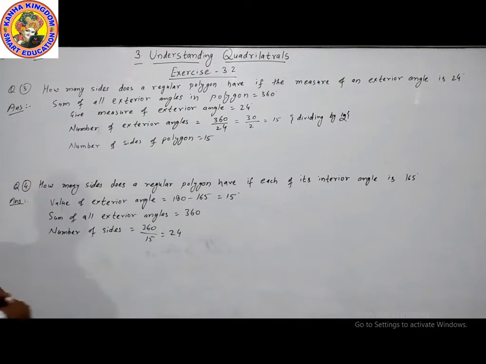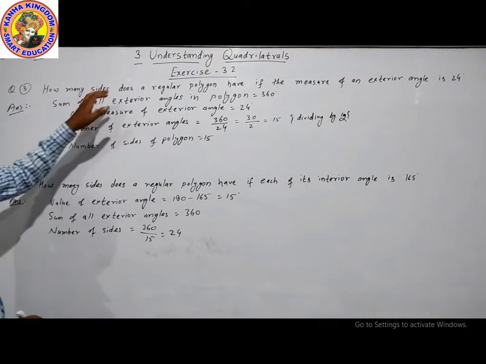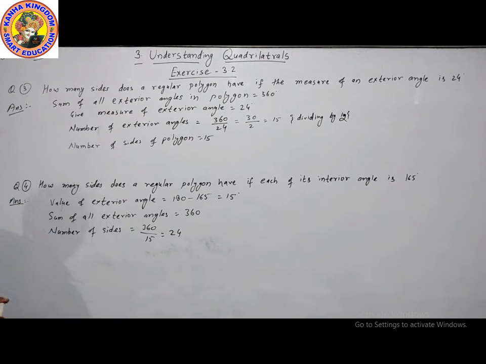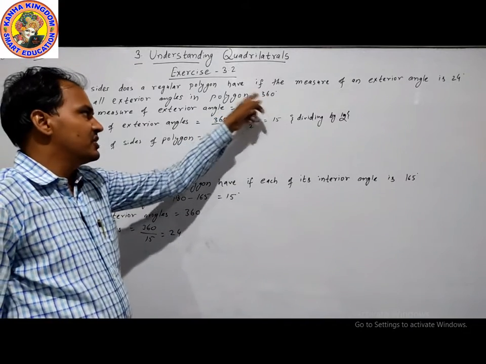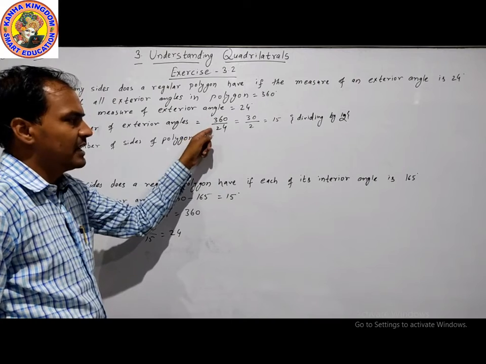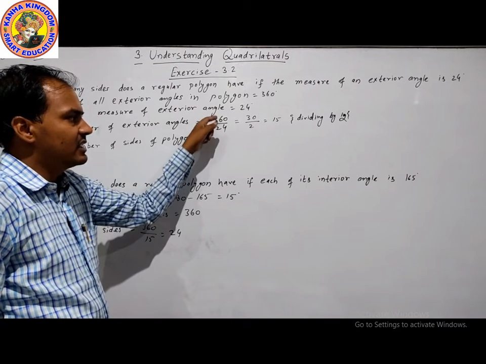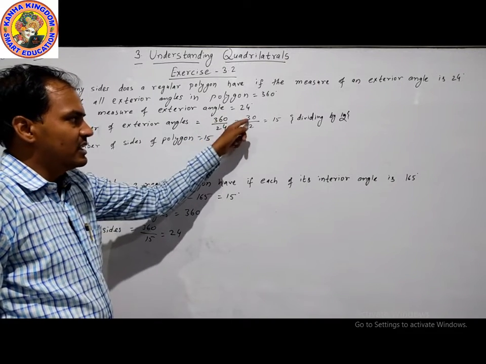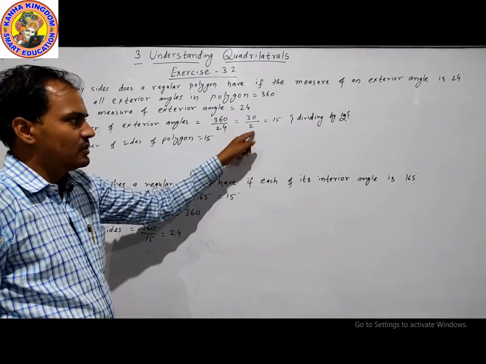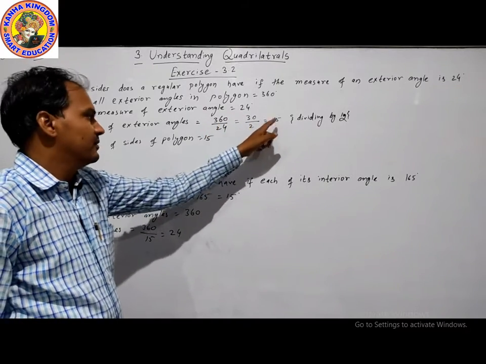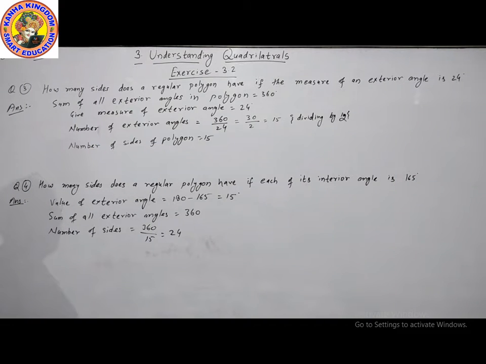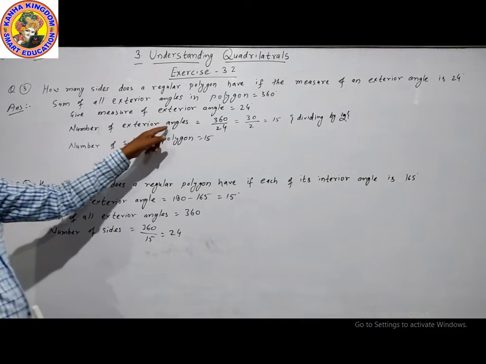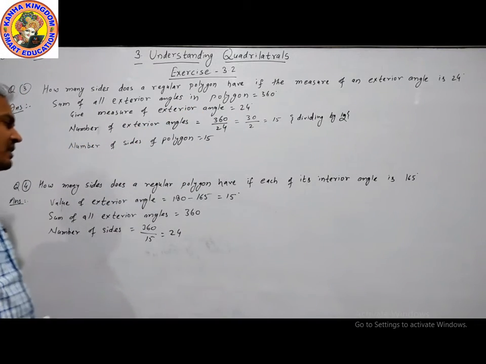Now let's recap, beginning from this question. Question number 3. How many sides does the regular polygon have if the measure of an exterior angle is 24? If one angle is 24, the sum is 360, so the number of angles is 360 by 24. We can cut by 12. 12 times 3 is 36, 12 times 2 is 24, and 30 upon 2 is 15. So the number of sides of the polygon is 15. The number of angles and the number of sides will be equal. So the number of angles is 15, the number of sides is 15.